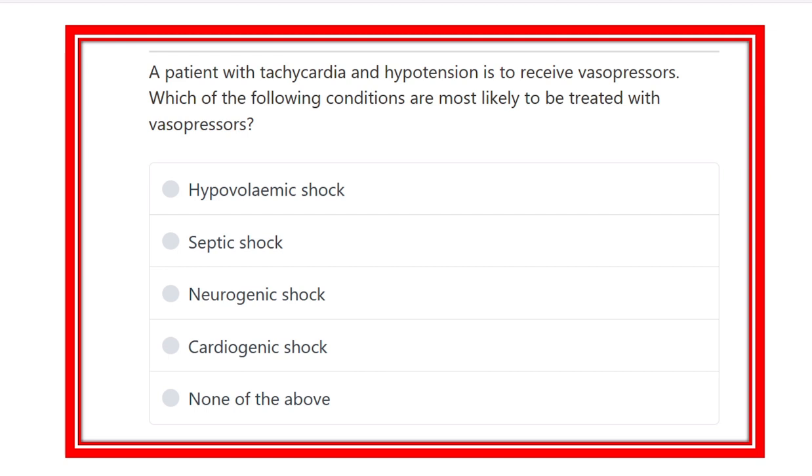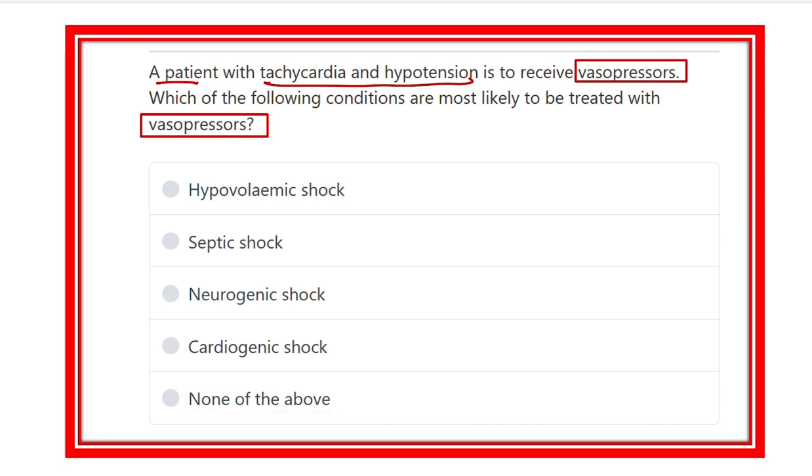A patient with tachycardia and hypotension is receiving a vasopressor. Which of the following conditions is most likely to be treated with this vasopressor? So the vasopressor agent which is used, in which of the following types of shock? Here the options are hypovolemic shock, septic shock, neurogenic shock, cardiogenic shock, and none of the above.